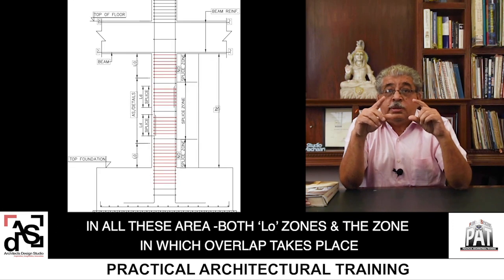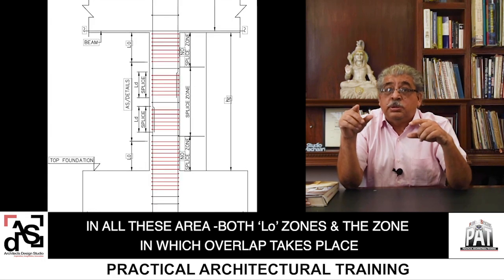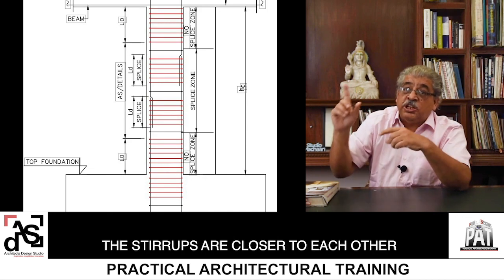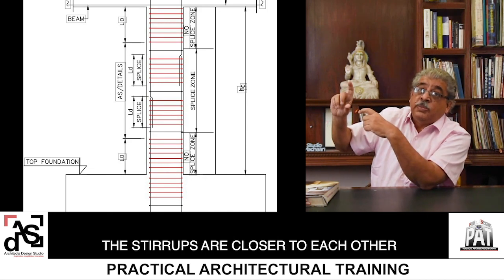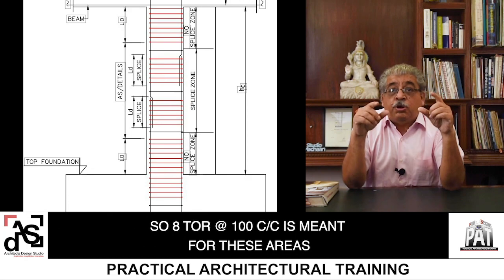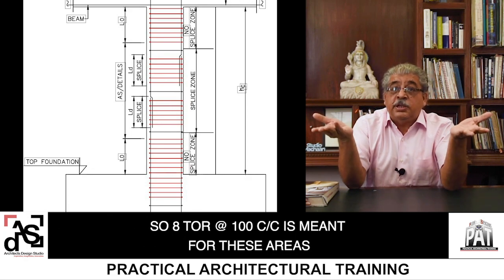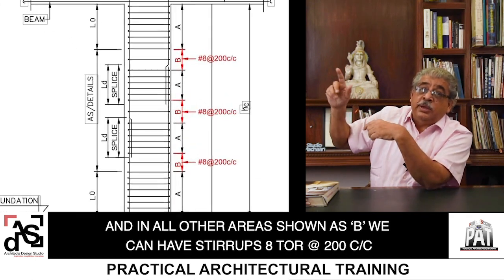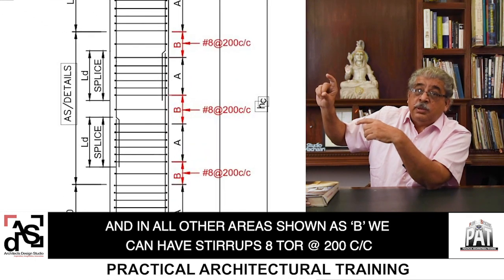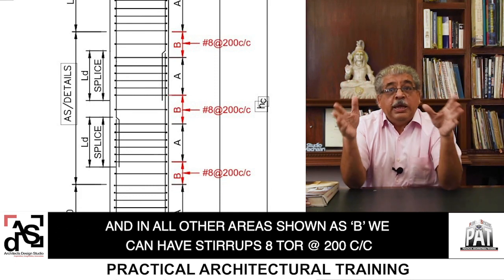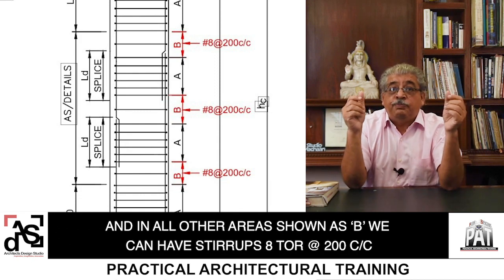In all these areas, both LO zones and the zone in which overlap takes place, the stirrups are closer to each other. Have a closer look. The stirrups are closer to each other here. So 8 tor at 100 center to center is meant for these areas. And in all other areas shown as B, just look at the B we have marked there, we can have stirrups 8 tor at 200 center to center.